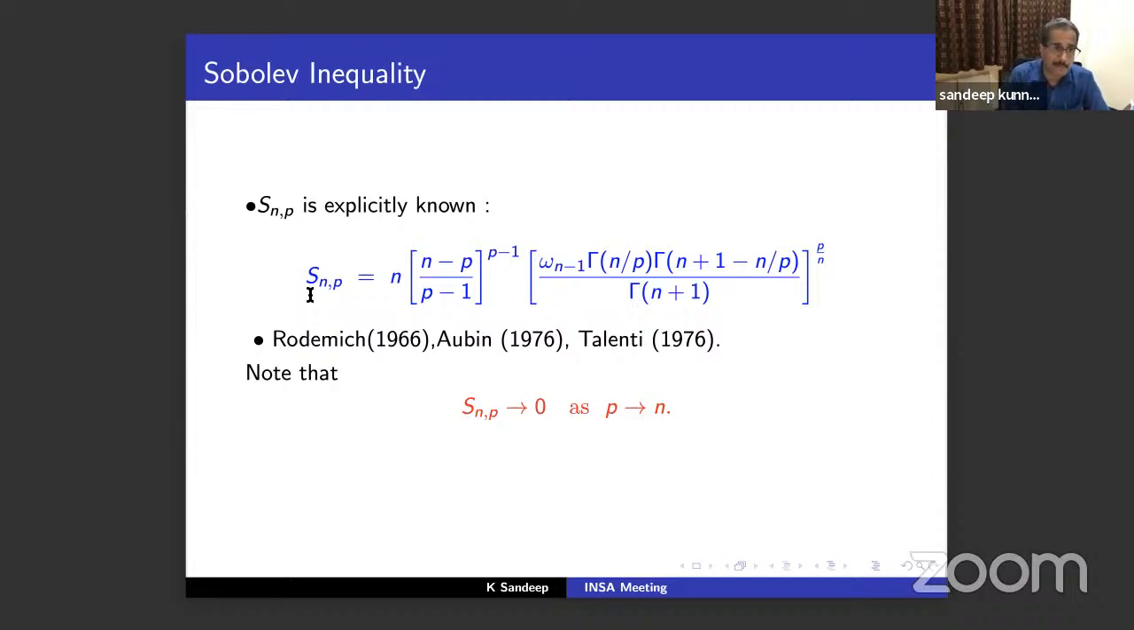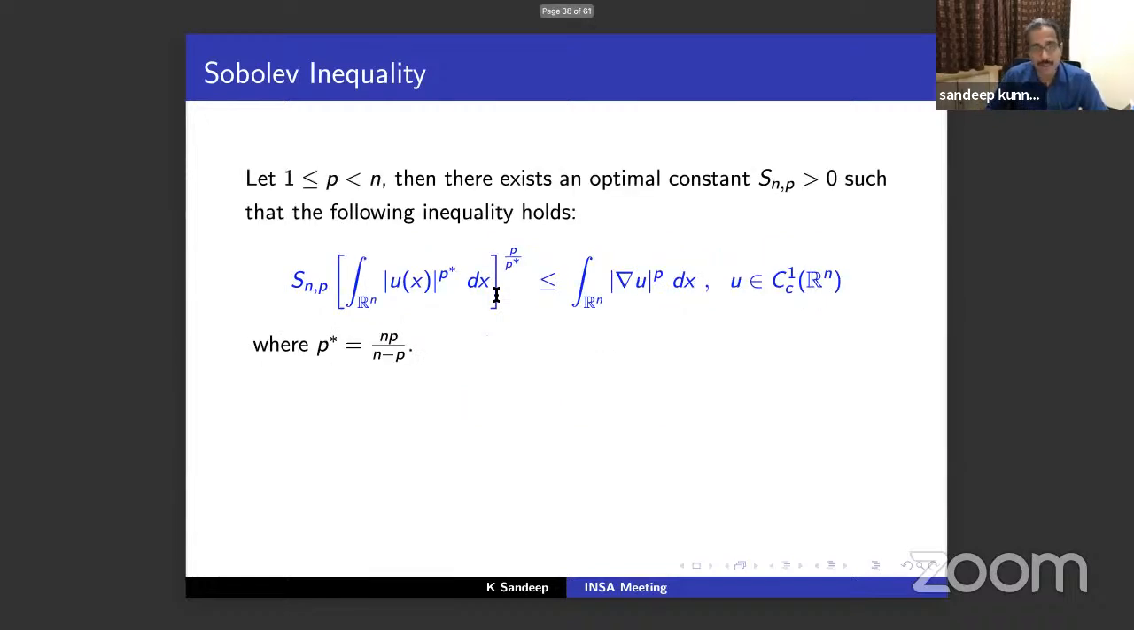So this S_{n,p}, the best constant, can be computed explicitly, and this is an explicit expression, and it goes way back to various people: Rodemich in 1966, Aubin in 76, Talenti in 76, and so on. So what you can observe here is that as p goes to n, this constant goes to 0. So you cannot take the limit as p goes to n in the inequality, and it becomes a trivial inequality. If you take the limit, it becomes the integral of gradient of u to the power n greater than or equal to 0. It's a very trivial information. There is nothing to obtain.